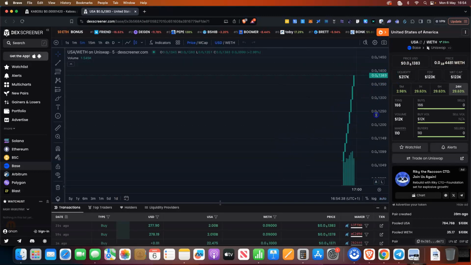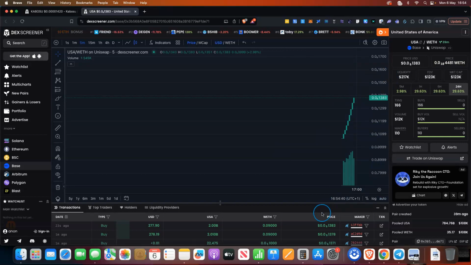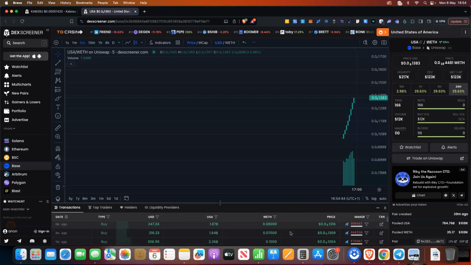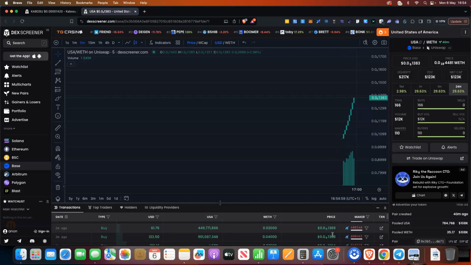Okay, so this one looks as though it's just going straight up, and it looks as though it is a honeypot. This one looks as though it's a honeypot, and the reason for that is there's no sells. You see there's no sells, it's just going up, up, up, and we are just seeing people buy, but we're not seeing any sells whatsoever.